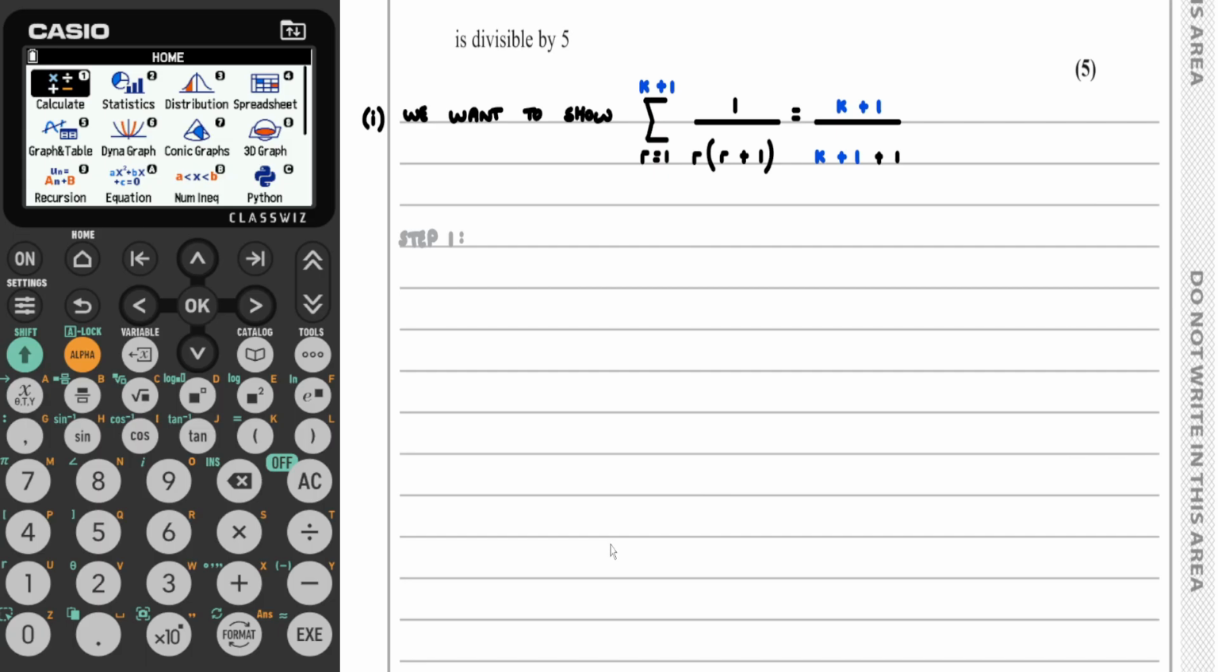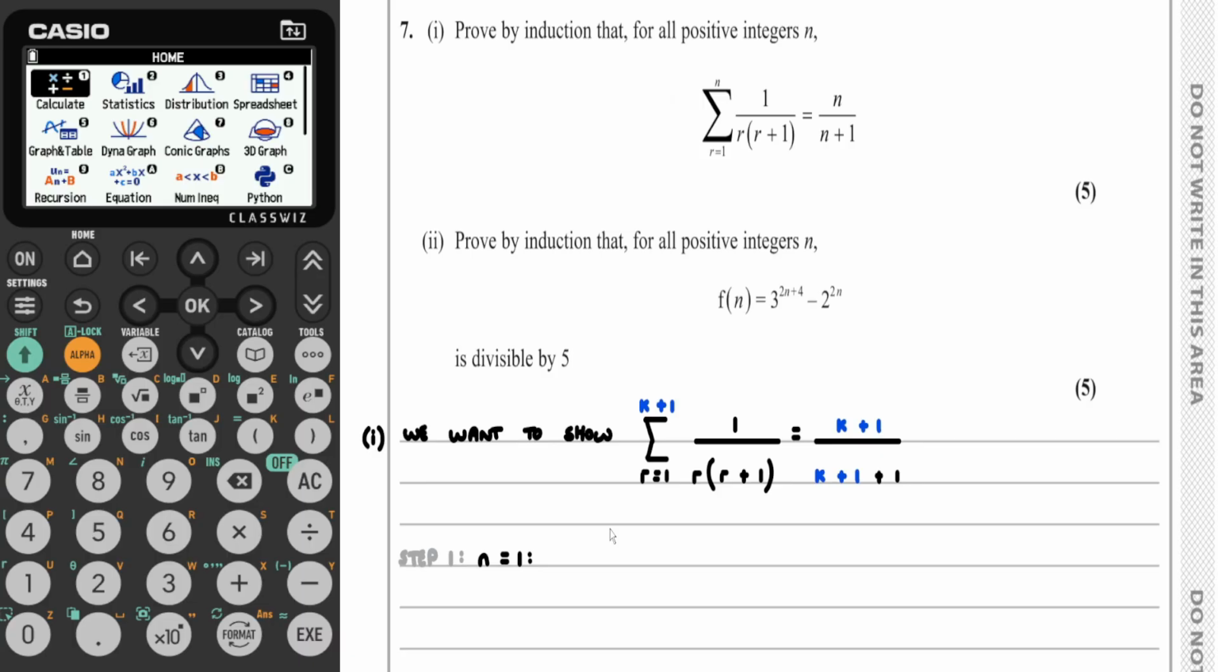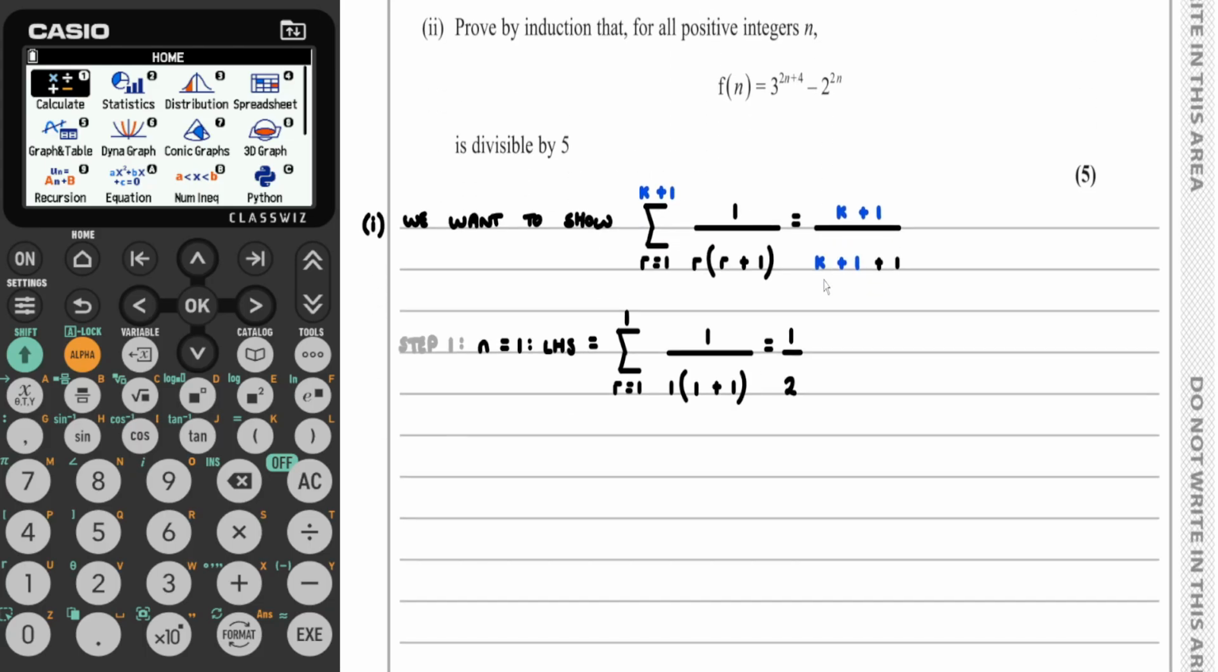So our first step is to look at what happens when n equals 1. If we take a look at the left hand side, we have the sum from r equals 1 to 1, which is given by 1 over 1 times 1 plus 1. We've replaced the r with 1, and that's equal to 1/2. And now we also have to do the same thing on the right hand side by setting n equal to 1. So we've got 1 over 1 plus 1, which is 1/2. And because the left hand side is equal to the right hand side, the result is true for n equals 1.